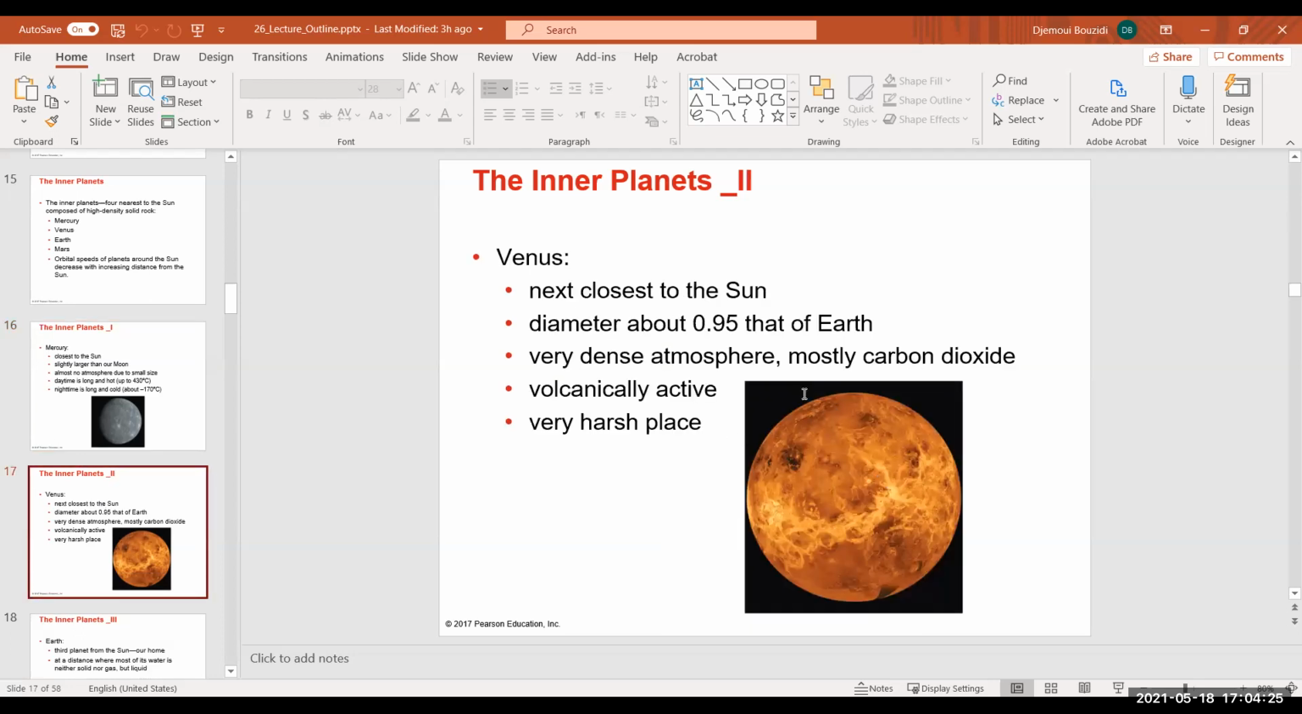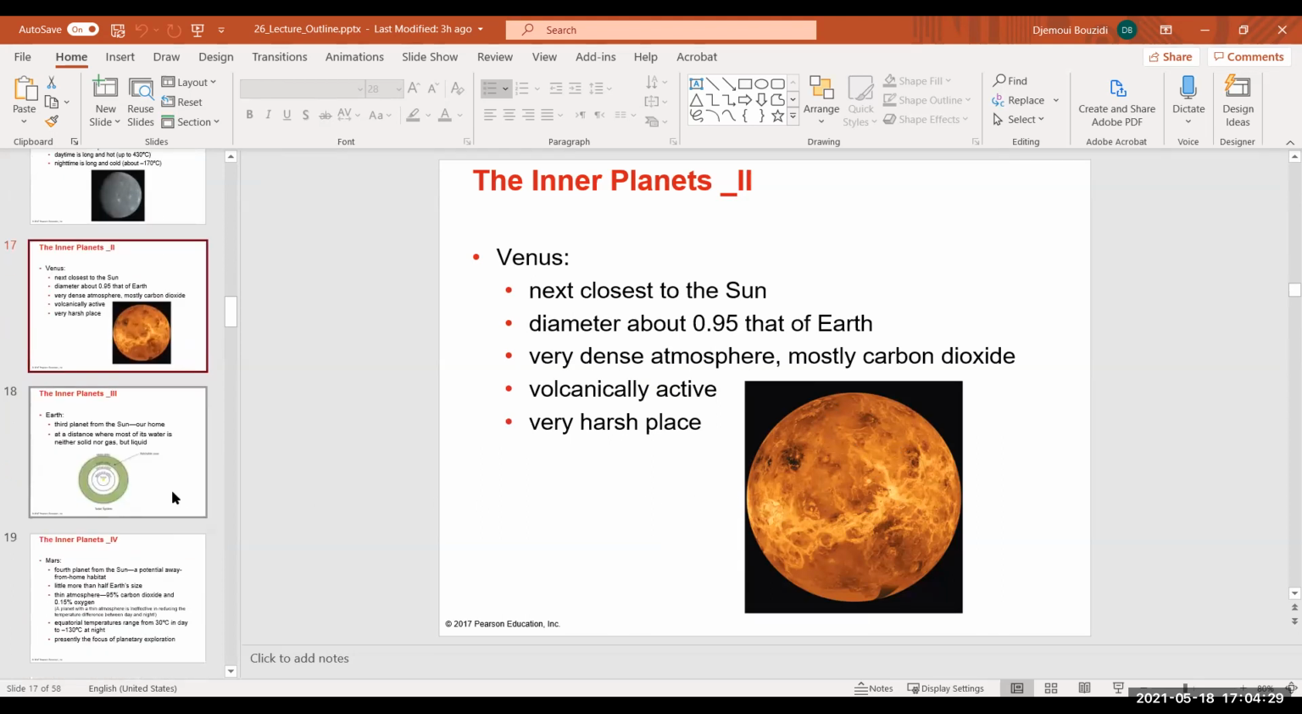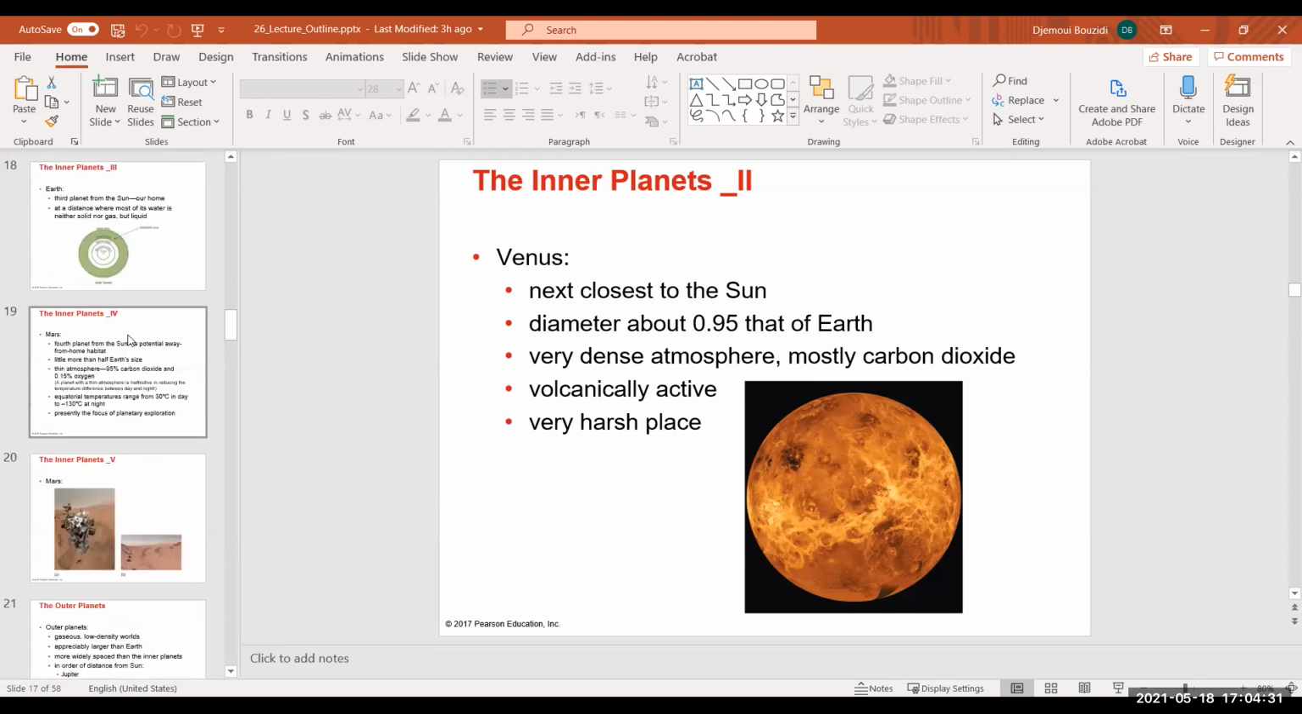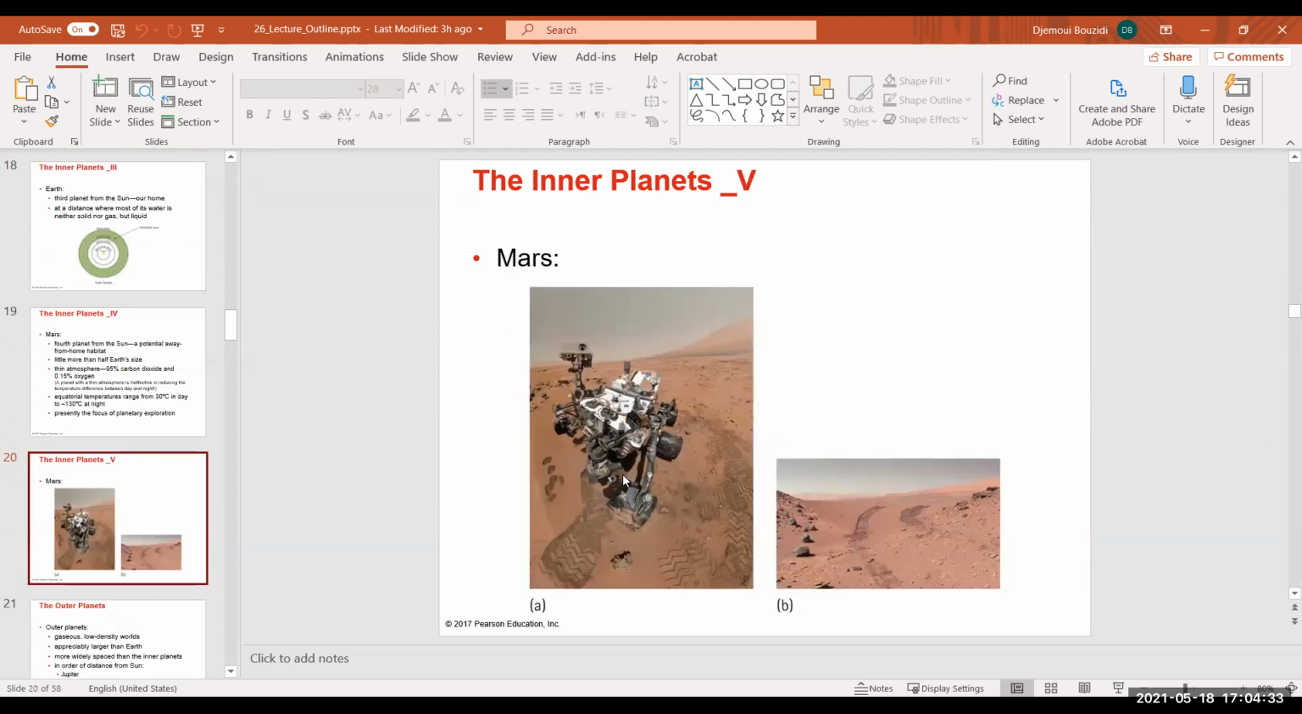Venus has almost the same size as the Earth, but its conditions are really not good at all, okay? And we talk about the Earth. This is actually Mars, okay?